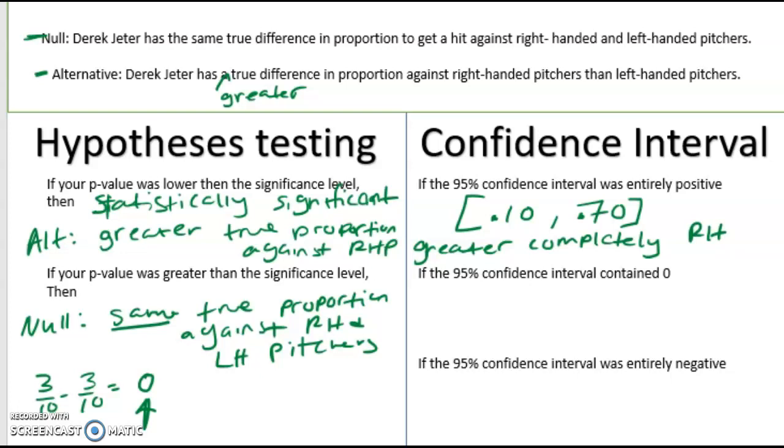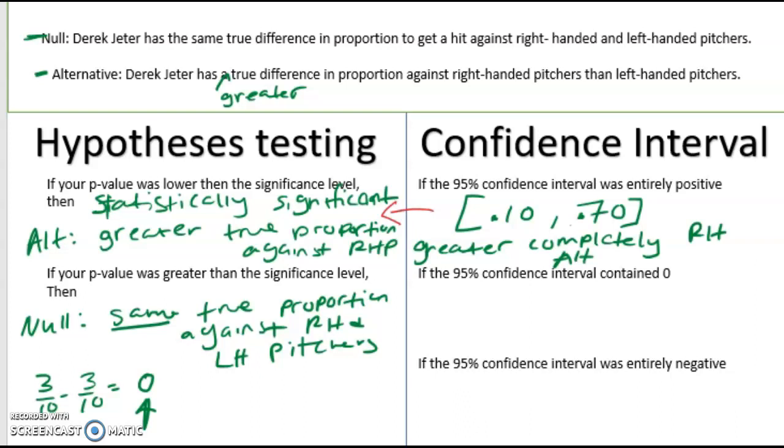So it's actually a very similar conclusion to what you would make if your p-value is lower than your significance level. If we have an interval that's entirely positive, that means that we do have evidence of the alternative. We do have evidence that he has a greater true difference in proportion against right-handed pitchers than left-handed pitchers. So an entirely positive interval supports our alternative hypothesis.